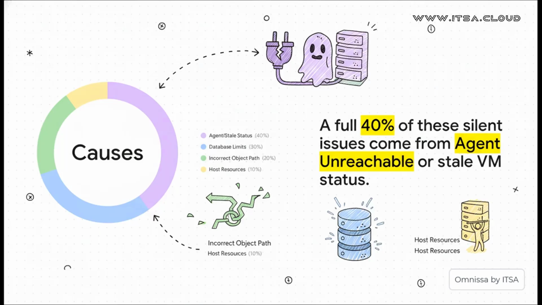But look at the next two slices, database limits and incorrect object paths. Together, they're another 50% of the problem. That's crazy. These aren't just weird edge cases, they are major causes of failure hiding in your environment.